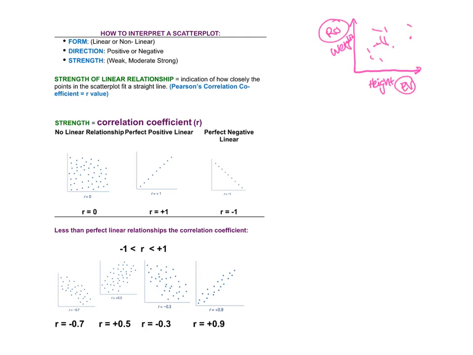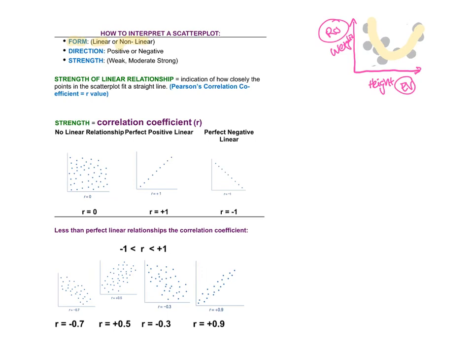So the first thing you're going to look at for the scatter plot is the form. So what the form means is, if we've got the dots and they're generally following a straight line pattern, we would say that they're linear. Most of yours are going to be linear, but say for example our dots might look like this, scattered, and the general pattern looks like that. So it's not really following a straight line. That's when we say it's non-linear.